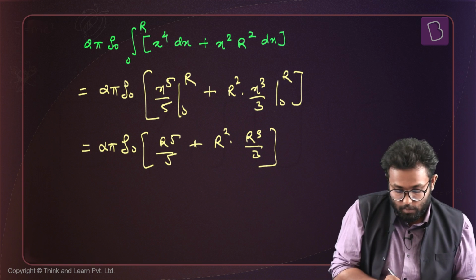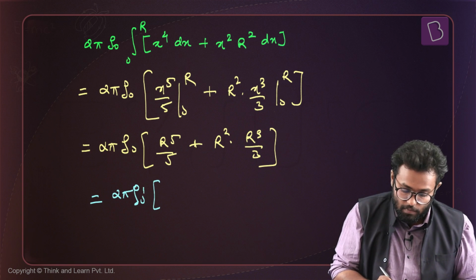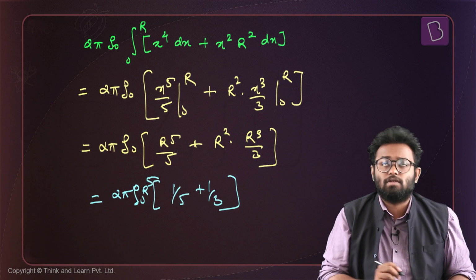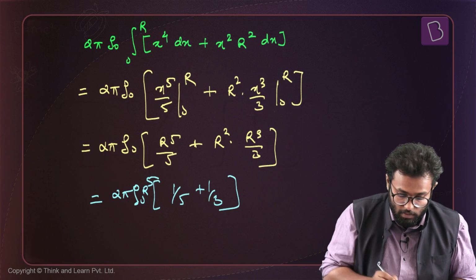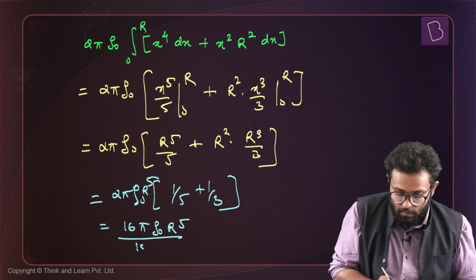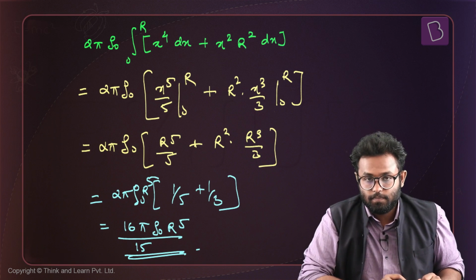That's very simple. So this becomes 2 pi rho naught R to the power 5, which I can take out, times 1 by 5 plus 1 by 3. What is 1 by 5 plus 1 by 3? That's 8 by 15, right? So this becomes 16 pi rho naught R to the power 5 by 15. And that is the correct answer.